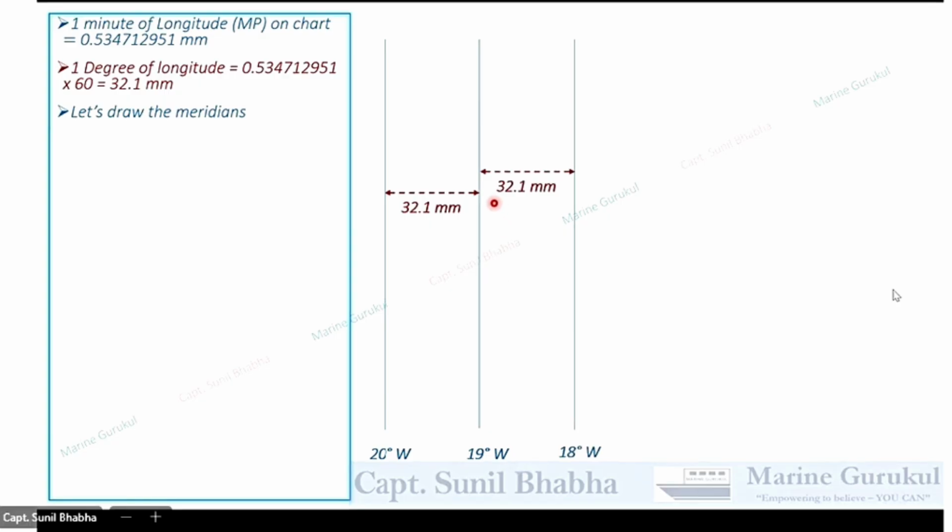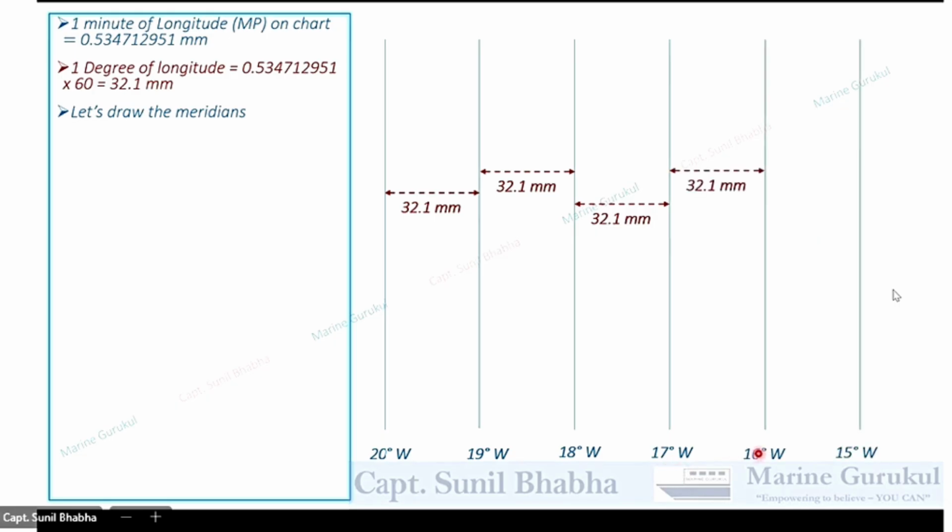Now moving further in the same fashion, keeping the same distance, I draw a meridian of 18 degrees west. The distance remains the same, 32.1 millimeters, because the longitude scale is constant, 1 minute of longitude or 1 degree of longitude remains the same throughout the chart. Exactly in the same way, keeping 32.1 millimeter distance, I draw the meridian of 17 degree west. Then keeping the same distance, 16 degree west, and keeping the same distance, I draw a meridian of 15 degree west. So we have all the meridians of the required area in our plot, in our diagram.